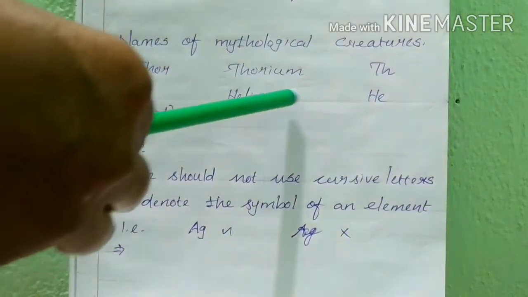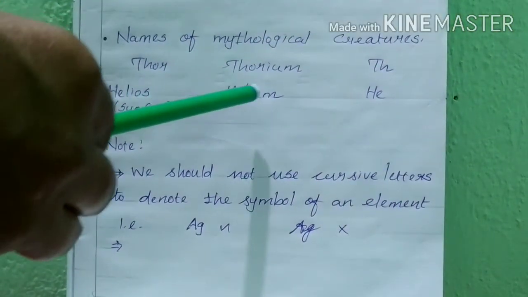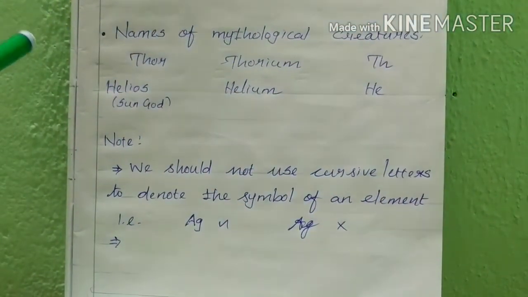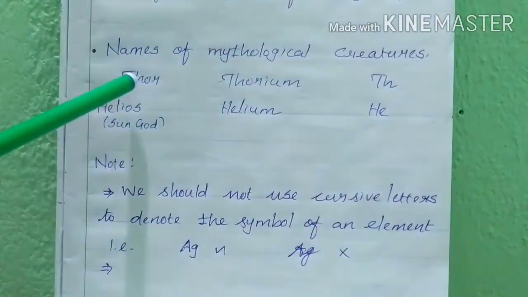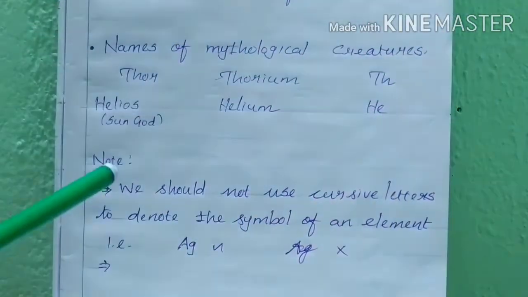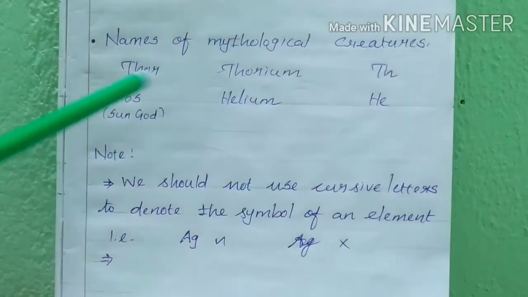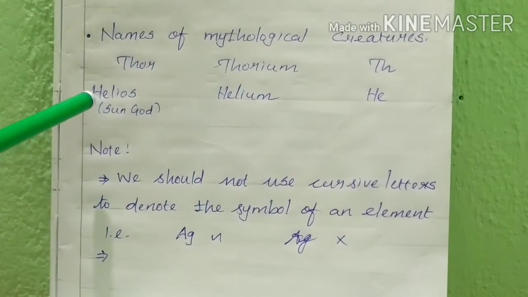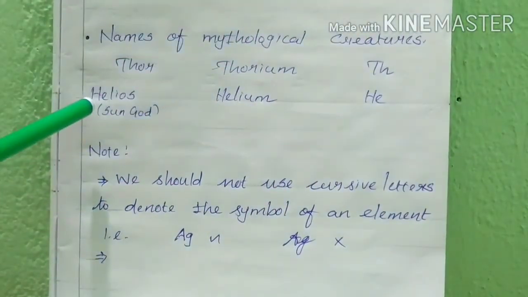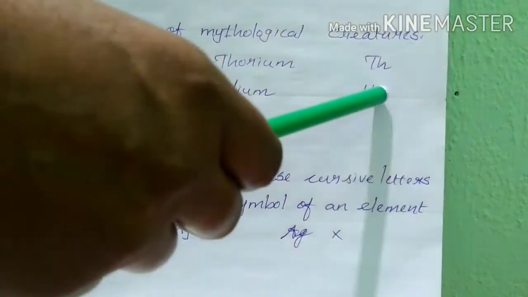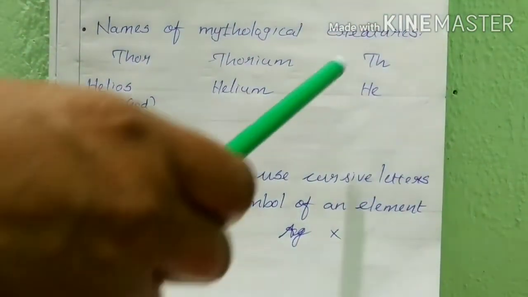These are the names of the elements whose names are derived from mythological characters. For example, thorium, from Thor, the symbol is Th. And the name of the element helium has been derived from the mythological character Helios. Helios is the name of a sun god, and the symbol of helium is He.